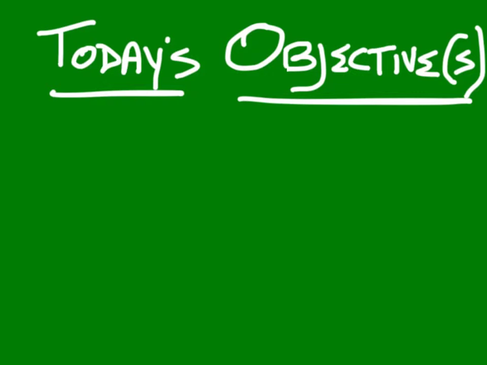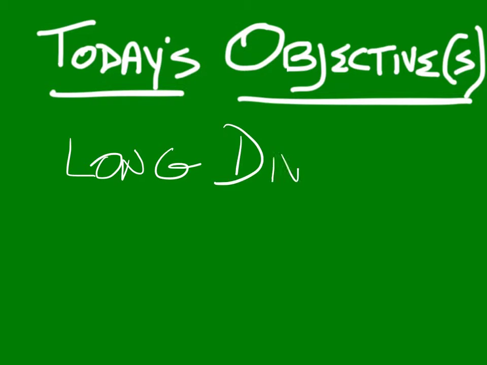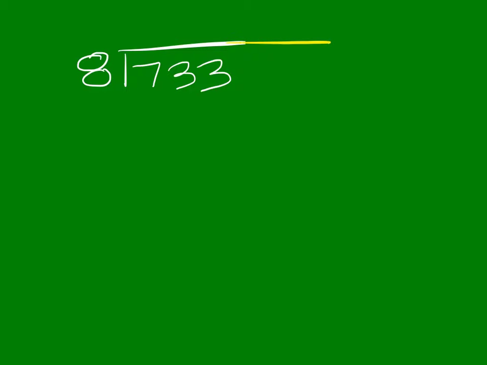Today's objective will be long division. Here's example 1. I'm dividing 8 into 733. My first move has to be putting a decimal point down here and 1 directly above it, putting 2 zeros because we're rounding to the 10th place.